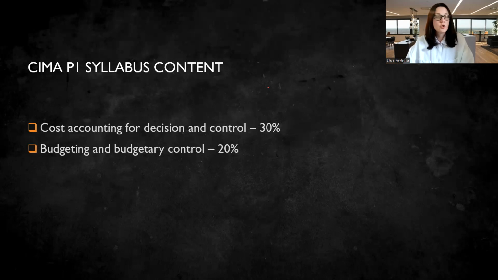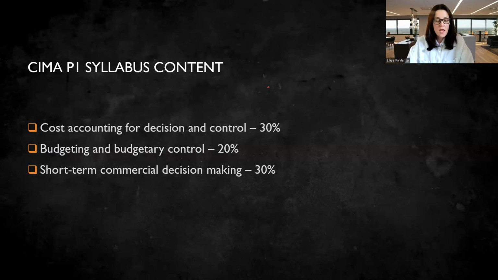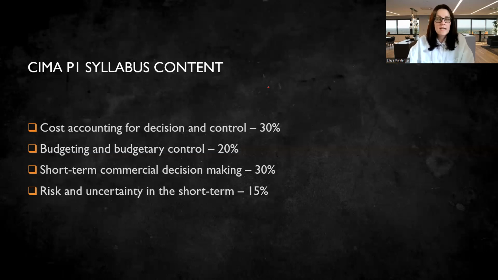Budgeting and budgetary control takes 20% of the questions of the syllabus, and we will learn how to make these budgets. Short-term commercial decision-making, like what price to choose when selling, and risk and uncertainty in the short term. So that is going to be the smallest part of the syllabus.